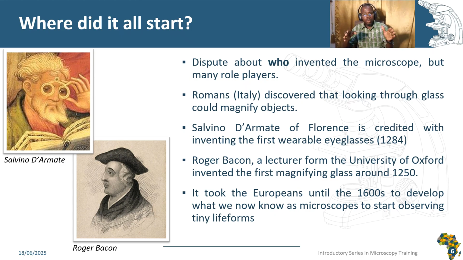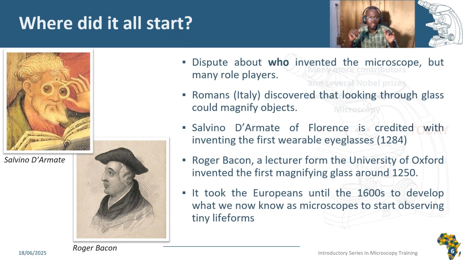Roger Bacon, who is an English philosopher known for his work in science, optics, and experimental method, studied and wrote about lenses, magnification, and the science of light and vision. If you look at it, both Salvino di Amati and Roger Bacon were not the inventors of the microscope, but they played a key role in early use and understanding of lenses.